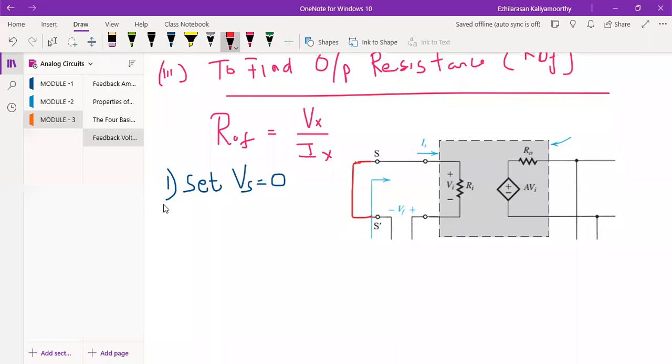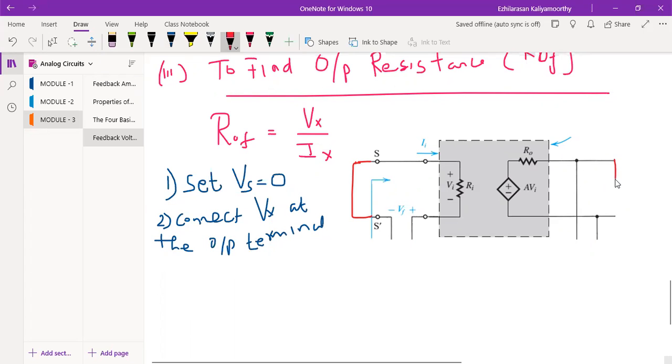Okay. What next you have to do? Second thing is here, connect one voltage source Vx at the output terminal. So I'm going to connect here one source. See this? Yes. So this is nothing but a voltage source. Yes, it's connected.